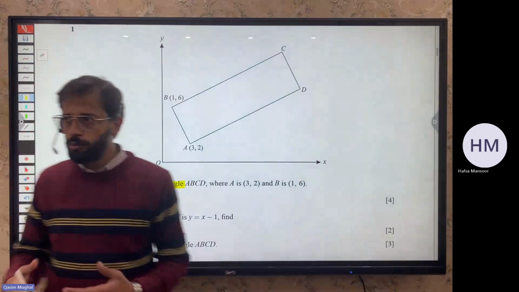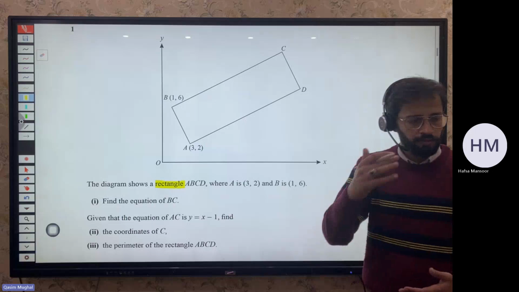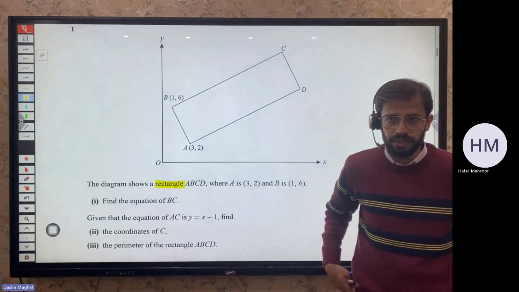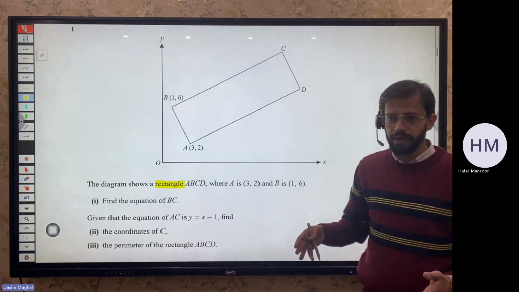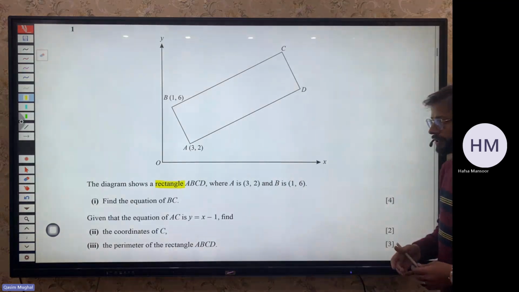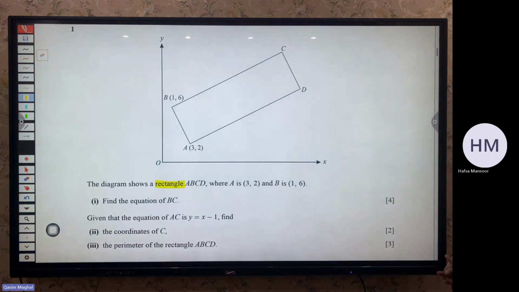Rectangle. The moment you read rectangle, all the properties of a rectangle should immediately come to your mind. Okay, there are going to be four angles of 90 degrees each, and opposite pairs are of equal lengths. All right, where A is (3, 2) and B is (1, 6).